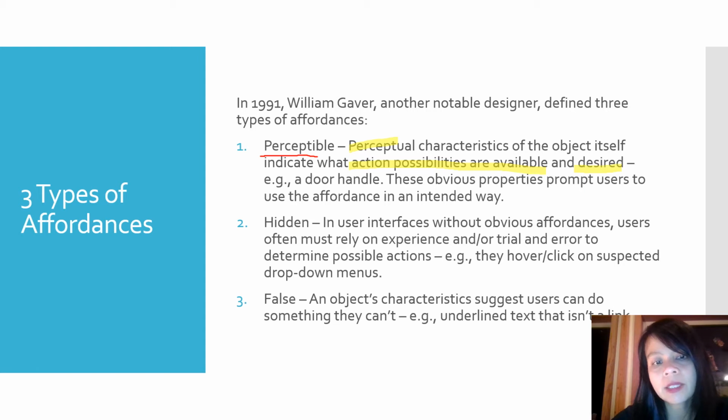There's hidden ones. In user interface, without obvious affordances, users often have to rely on experience or trial and error to determine possible actions. For example, they may hover or click on what they think might be a drop-down menu, so these affordances might be hidden. There's also false affordances. An object's characteristics suggest users can do something that they can't. For example, we often think that underlined text on a website is a hyperlink, so you can click on it. But sometimes you can't, so that's a false affordance.